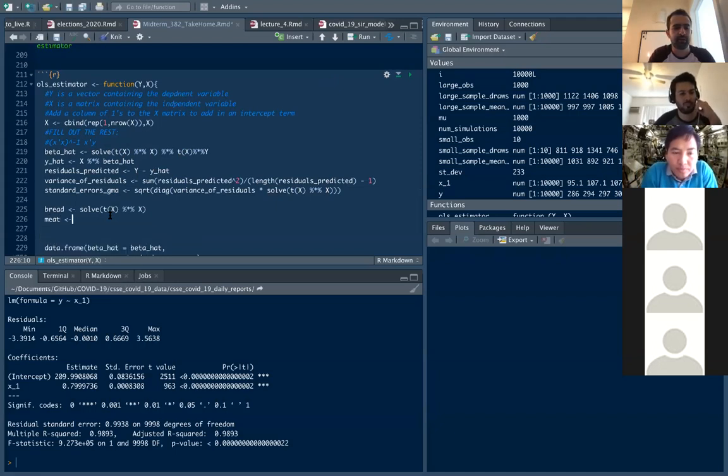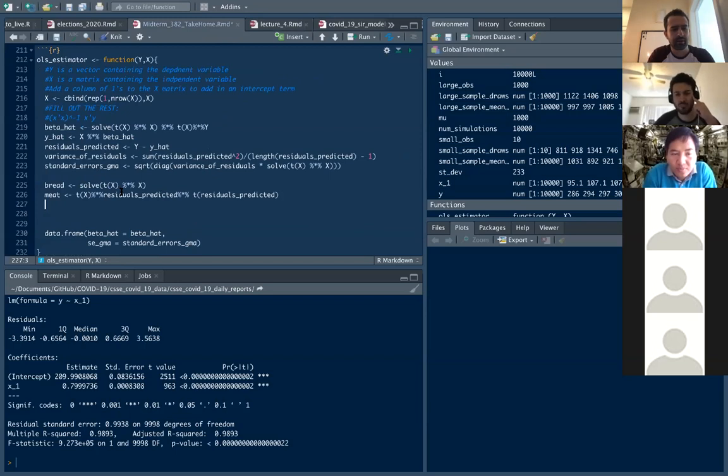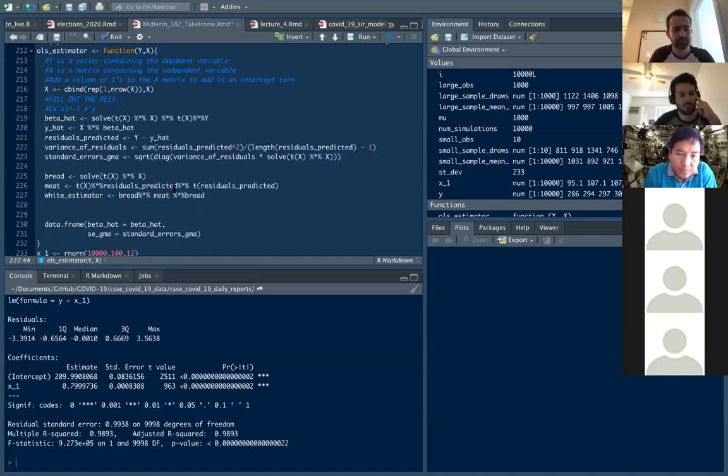It has some meat, which is going to be X transpose our residuals, dot producted with our residuals transposed. Let's see, am I getting that right? Bread, transpose X, diagonal the residuals. Yeah, that should be right. Okay, so then our White estimator is going to be our bread, dot producted with our meat, dot producted with our bread. The standard errors then are going to be the square root of the diagonal of that resulting covariance matrix.